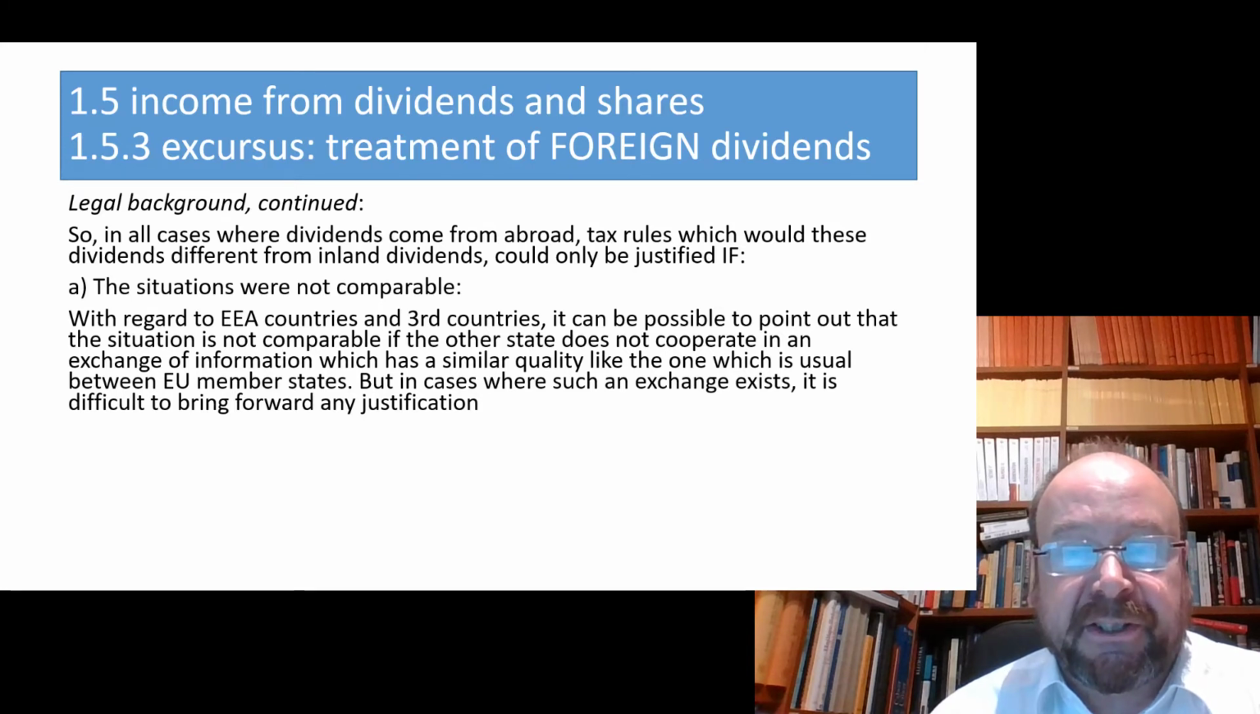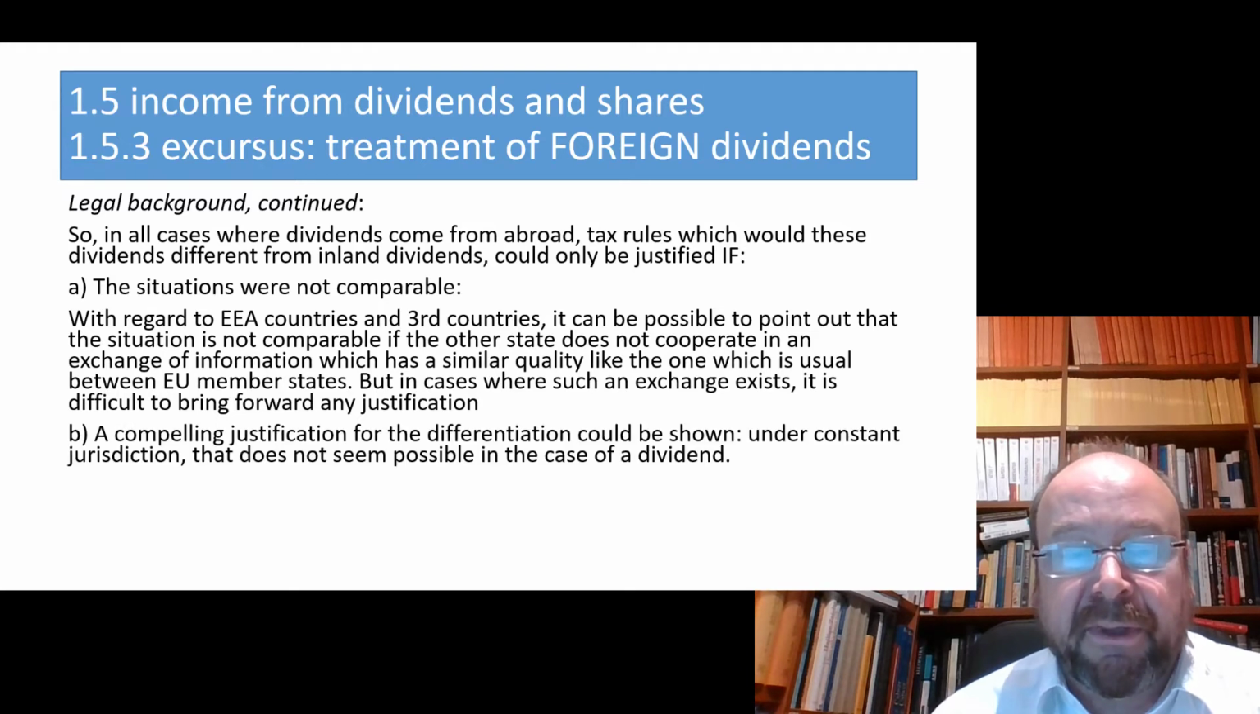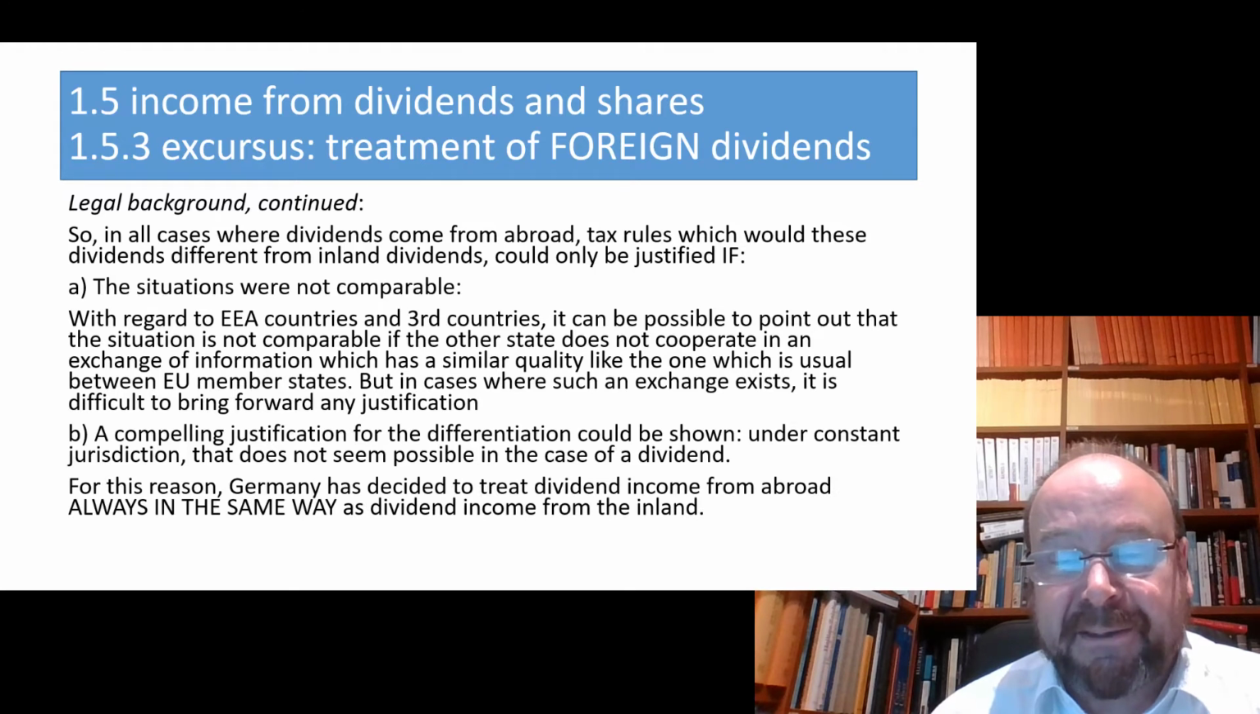But where such an exchange exists, it is difficult to bring forward any justification for a different treatment. Or you could find another compelling justification for the differentiation between inland and foreign income in case of a dividend that has never been successfully possible for somebody during the last, I believe, 20 years. So it's highly implausible that somebody ever comes up with such an argument, and that explains why Germany just said, okay, let's make things clear.